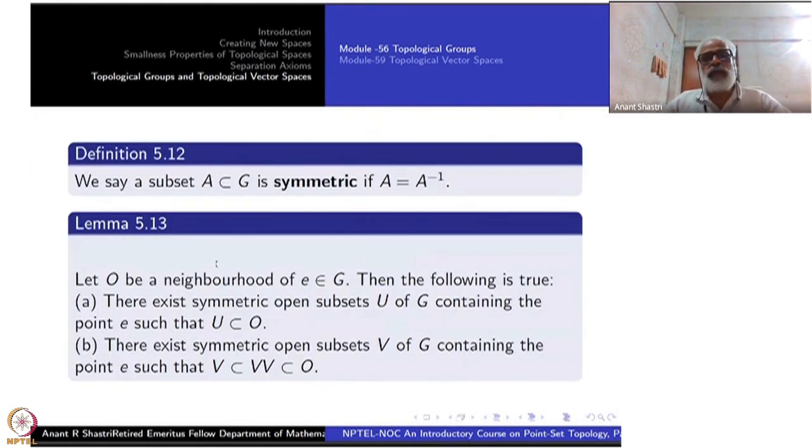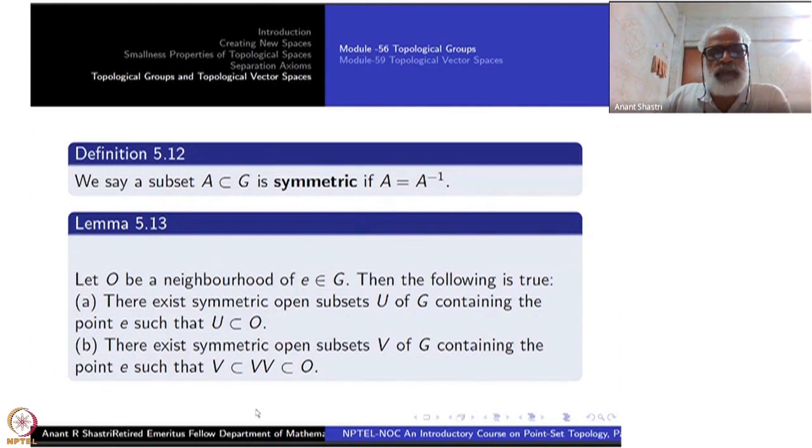Now I introduce terminology here because this inversion keeps coming again and again, right? You take a subset A contained inside G and call it symmetric if A equals A inverse. That is, if you take the iota, which is the inversion, under inversion it is invariant. I of A is A. Okay? So such a thing is called symmetric now. Okay, this is a temporary notation. This has been used by others, so I am also using this terminology.